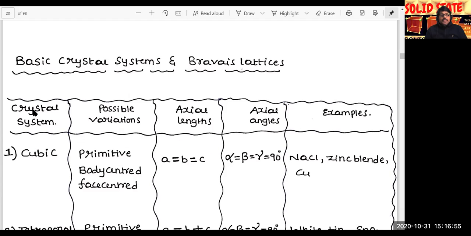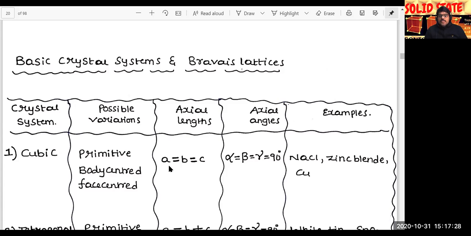Here, the name of the crystal system, the possible unit cells present in that system, and in this system, what are the axial lengths, what are the axial angles, what kind of examples. So every column in this table is very important, particularly for the mains examination, I told you. So the first system, see, this is basic crystal system, that is a cubic crystal system.